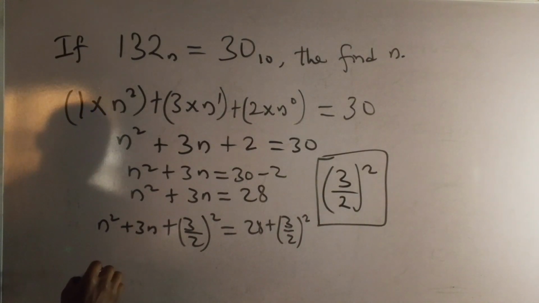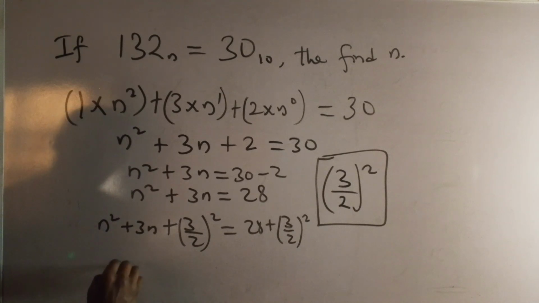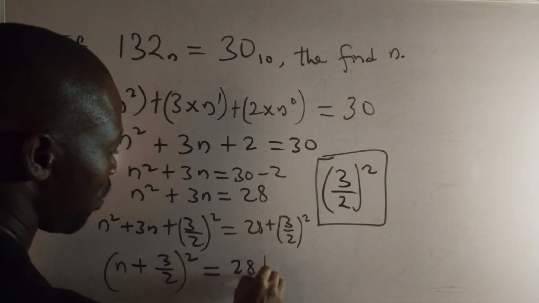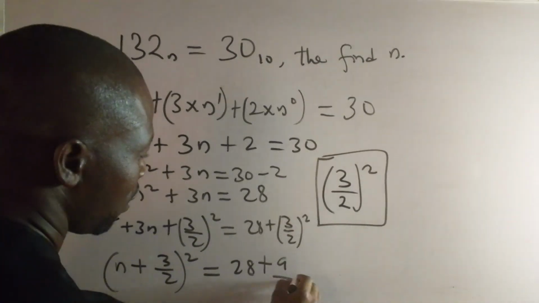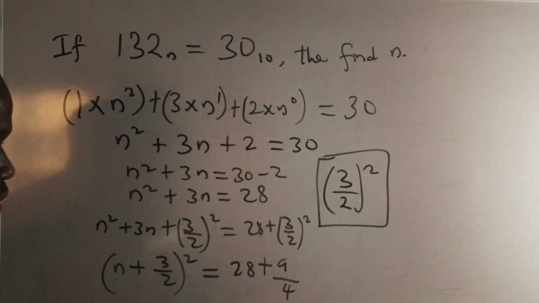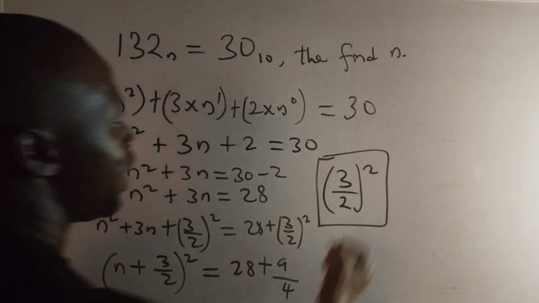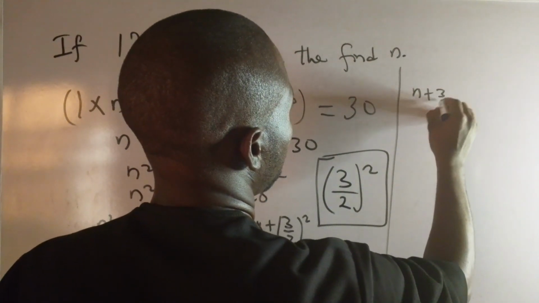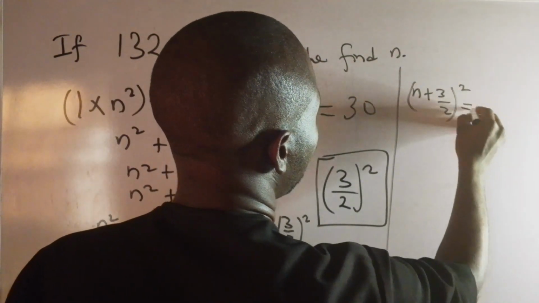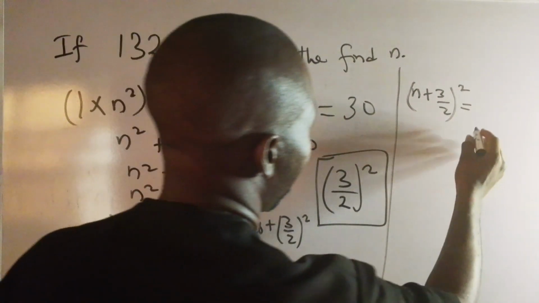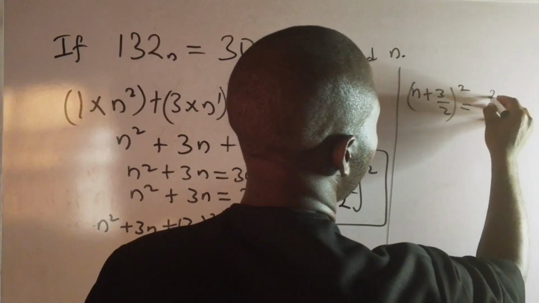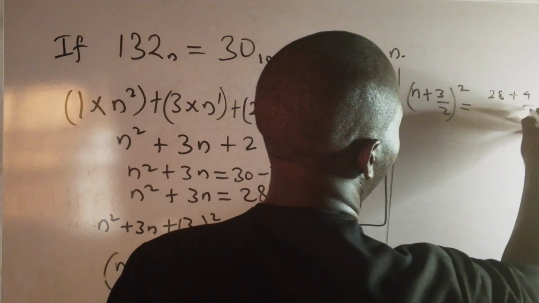All right. So when we factorize this, what we're going to have is n plus 3 over 2 all squared is equals to 28 plus 3 squared is 9, 2 squared is 4. All right. So we have this. Then it's going to take us to n plus 3 over 2 squared is equal to what? Find the LCM. 4. Okay, so this is 28 plus 9 over 4.